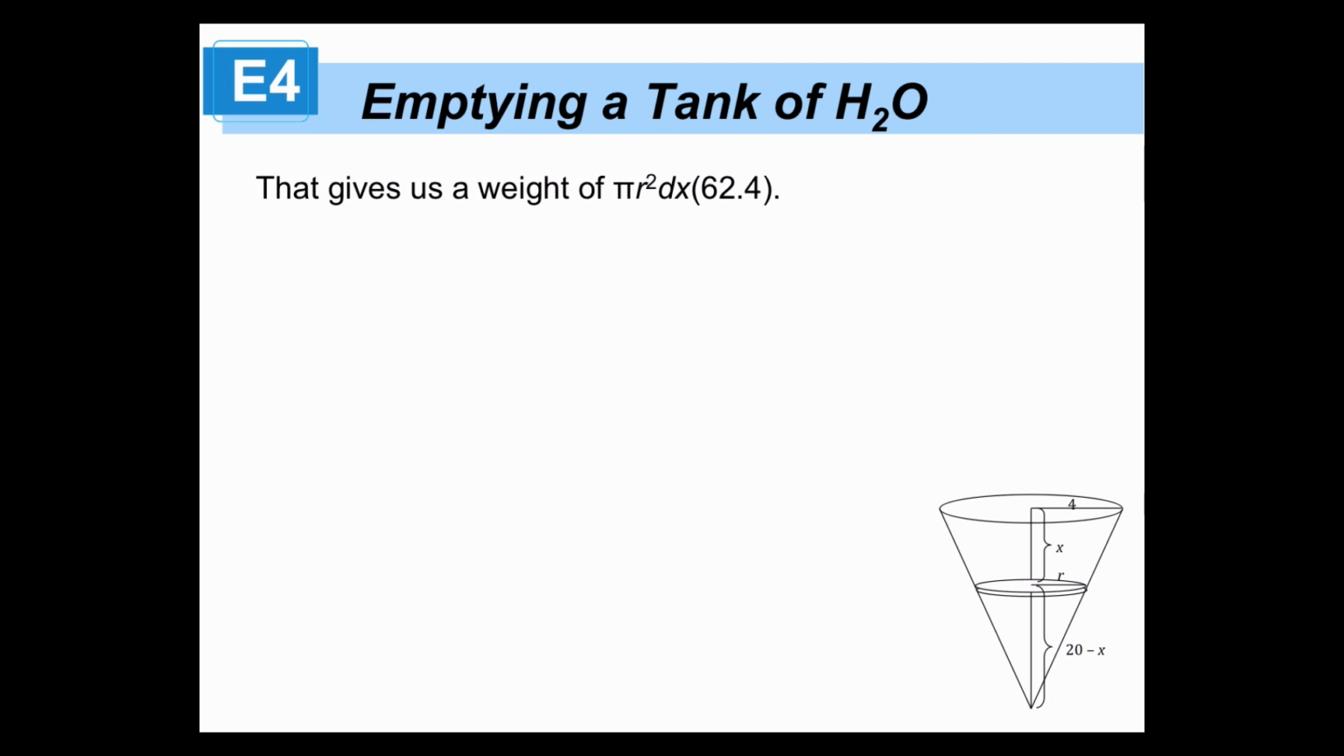This isn't the only way to do the problem. I chose to define this distance as X, and if this is X, then this is going to be 20 minus X, because the problem tells us this is 20 high. You could do it the other way around. It doesn't matter. This one, in this case, happens to be a little bit easier.